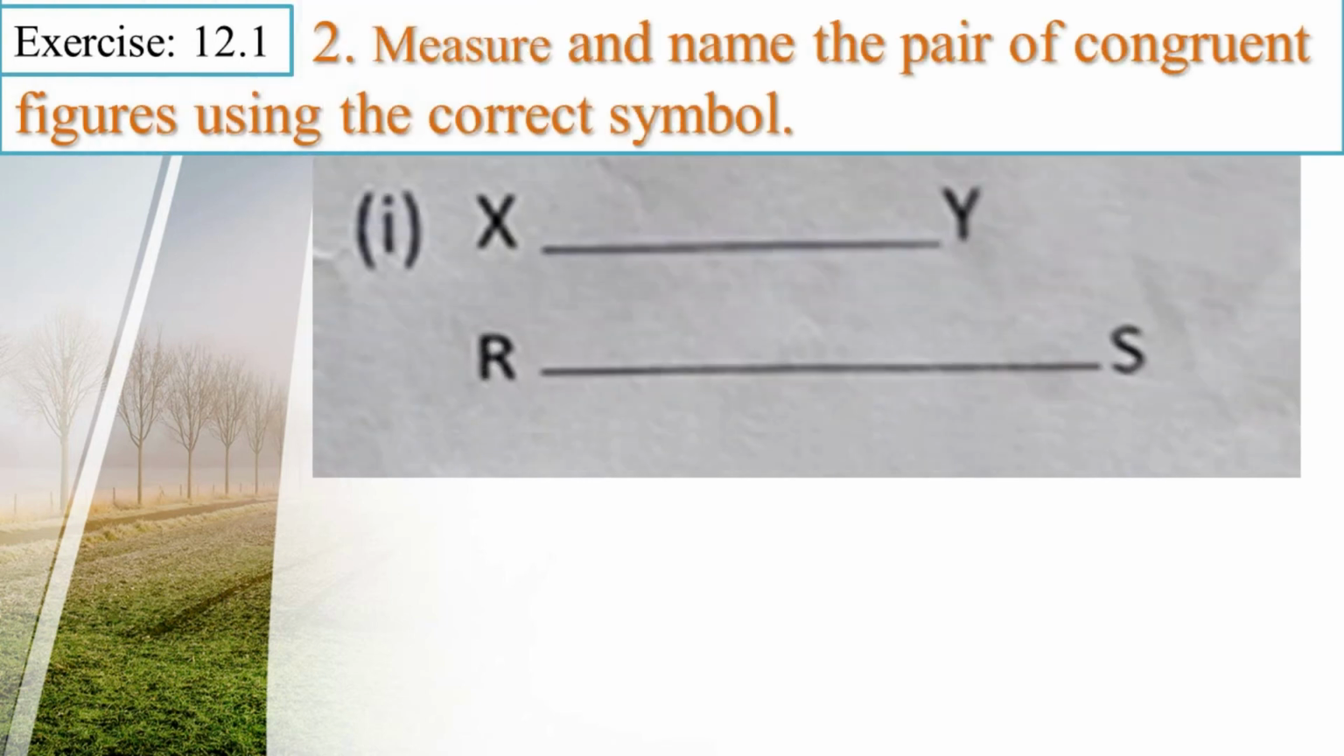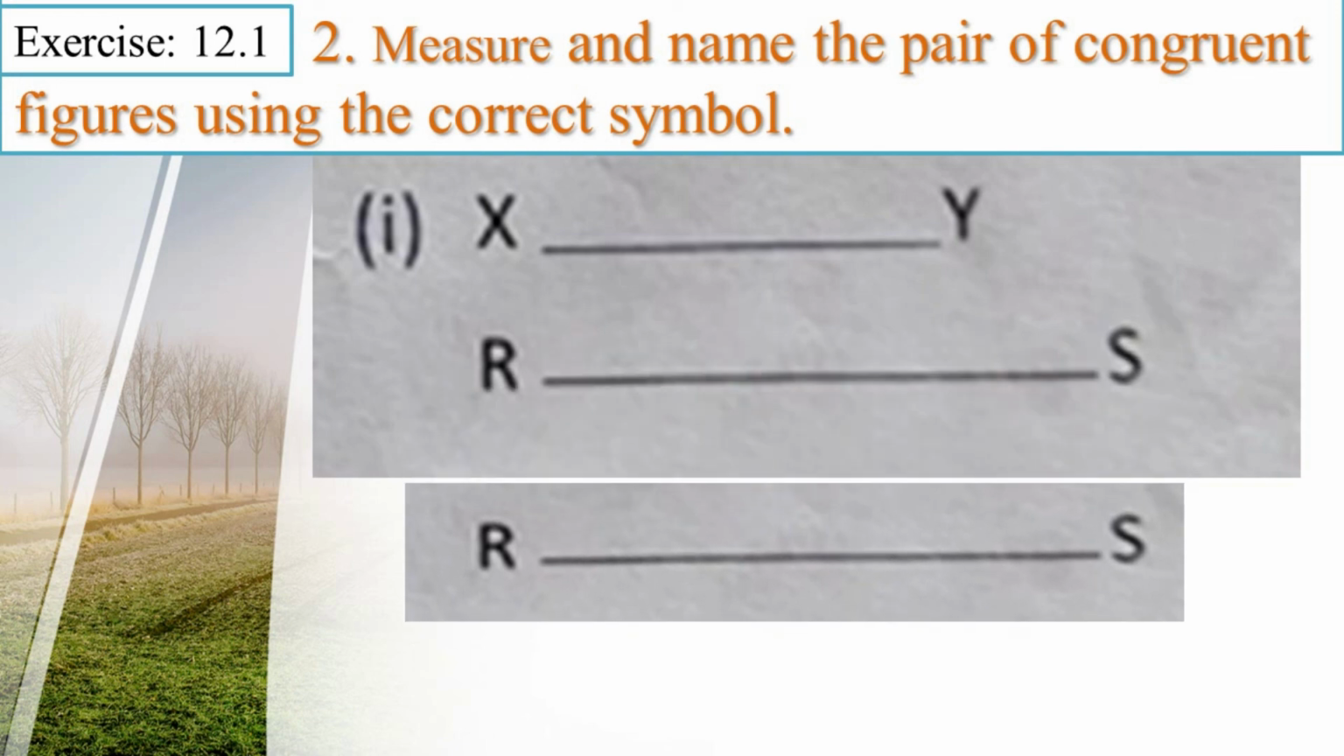Exercise 12.1, second sum. Measure and name the pair of congruent figures using the correct symbol. Look at the first one. XY is one line segment, RS is the other line segment. How to compare? We have to measure the length of both the line segments. If they are equal, then both the line segments are congruent. If they differ, both the line segments are not congruent.